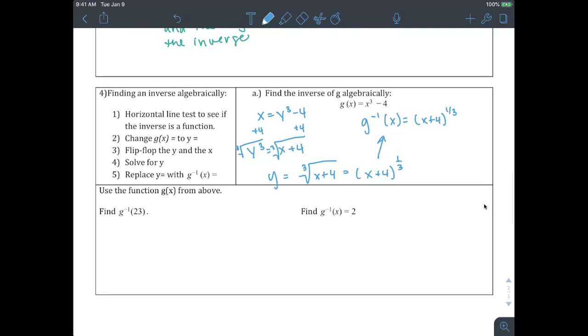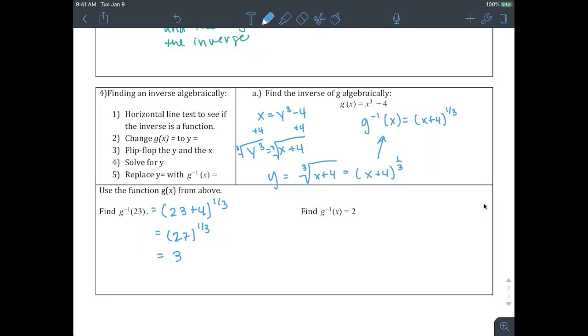All right, so from the function above, we're going to evaluate G inverse of 23. So G inverse of 23 is equal to 23 plus 4 to the 1/3, which is 27 to the 1/3. So the cube root of 27 is 3. 3 times 3 times 3, and that's it.